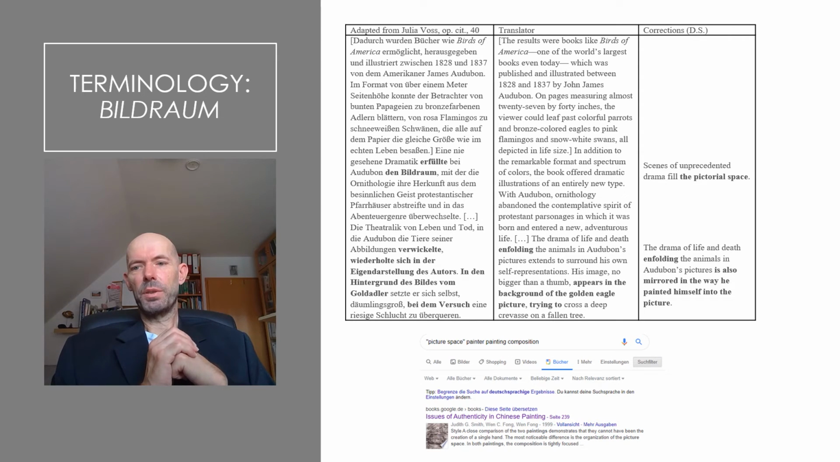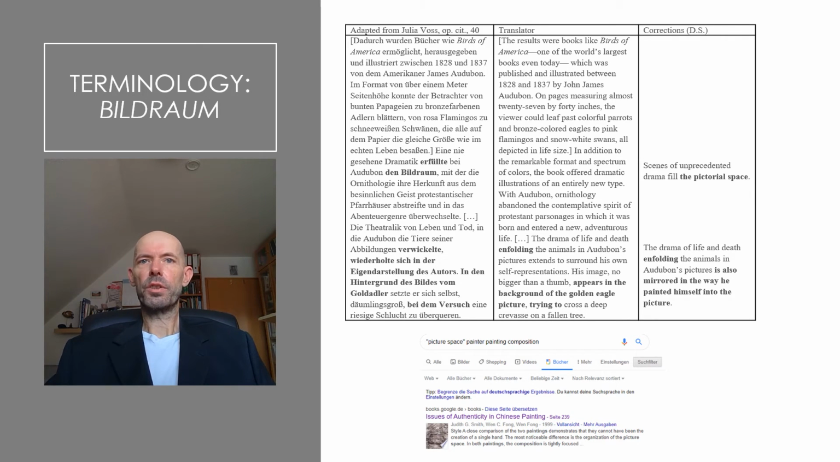The next step involves checking whether the collocation in Bildraum erfüllen can be translated literally. And here too, a Google book search will do the trick. We find this, for example, in a book by Anna Swinburne, Marching Bands and Masked Revelers Fill the Pictorial Space.